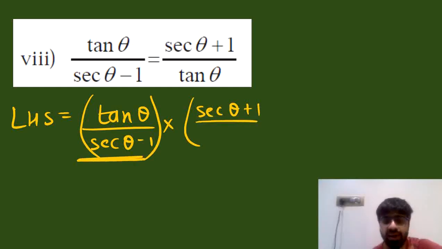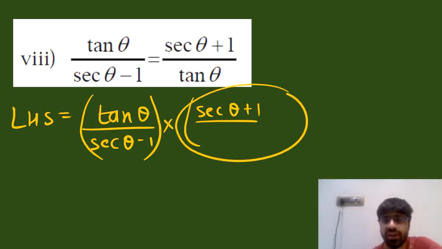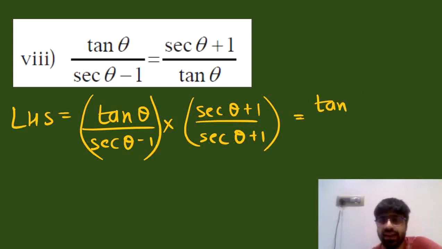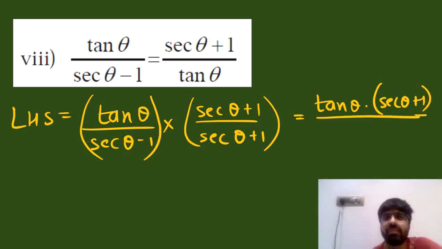Here you had sec theta minus 1, right? If you have a minus b, you multiply with a plus b upon a plus b. So I'm multiplying it with sec theta plus 1 upon sec theta plus 1. In the numerator, it would be tan theta into sec theta plus 1, and in the denominator we will have sec square theta minus 1.